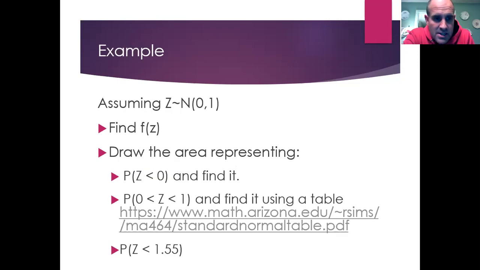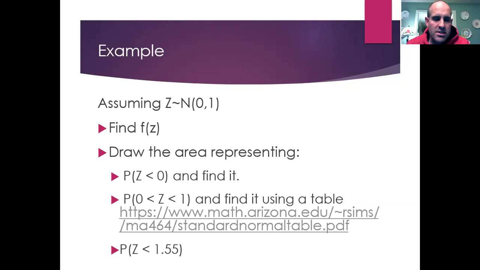So let's go ahead and assume that we have, and a lot of times there's standard notation for the standard normal random variable. Remember, we always put the mean first and the standard deviation second in this notation. So Z is what we often use for this. So we're going to say Z is a standard normal with mean 0 and standard deviation 1. What is f of Z? That's a question that we need to ask.